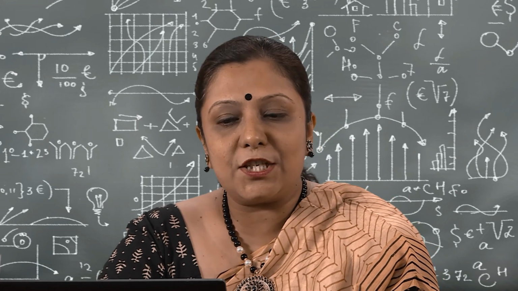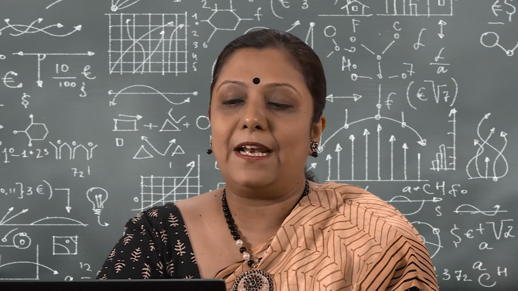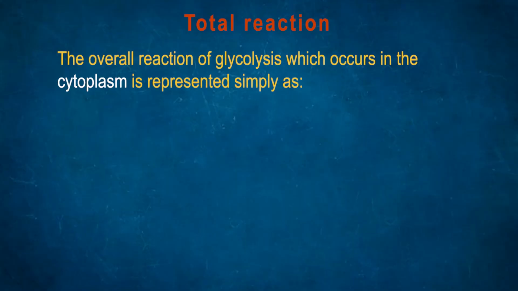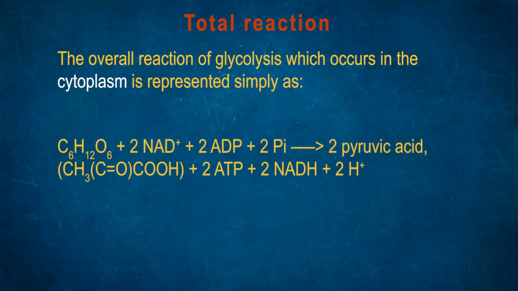So, the overall reaction of glycolysis, which occurs in the cytoplasm, is represented as glucose plus 2 NAD plus 2 ADP plus 2 inorganic phosphate, from which 2 pyruvic acid, 2 ATP, 2 NADH and 2 H plus are produced.